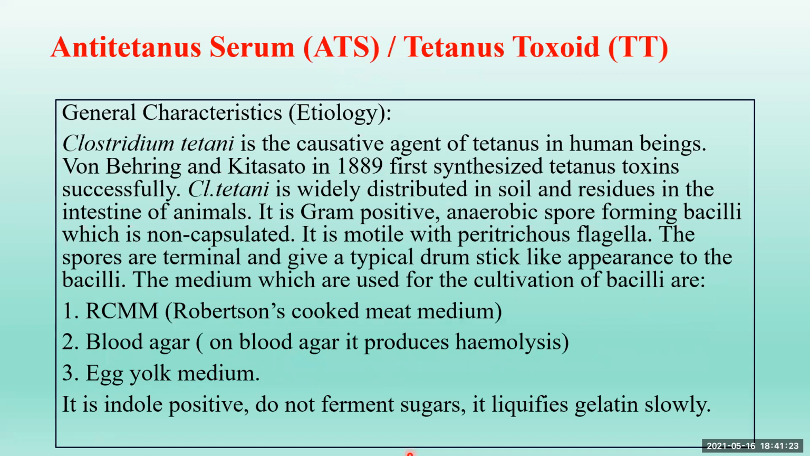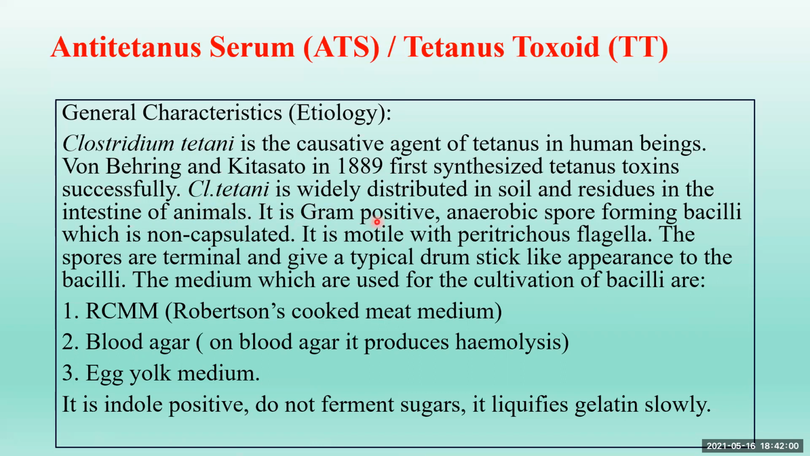The first one that we are going to study is production of tetanus toxoid and then production of anti-tetanus serum. So let us first discuss how tetanus toxoid, TT, is produced. Now, the general characteristics or etiology of tetanus. Tetanus is caused by Clostridium tetani, the causative agent of tetanus in human beings. Von Behring and Kitasato in the year 1889 first successfully synthesized tetanus toxin.